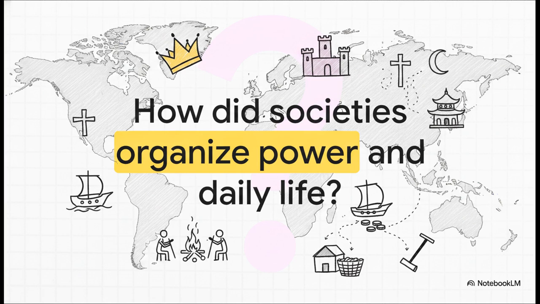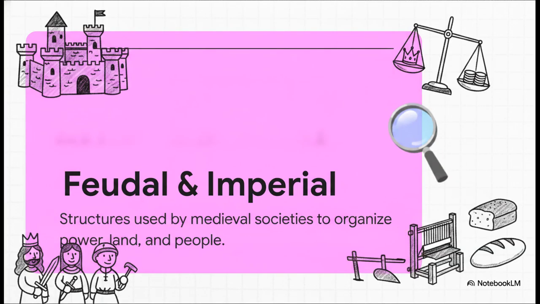And the cool part is, we aren't just staring at one spot on the map. You'll be exploring medieval China, Africa, Japan, Europe, and the Americas. So we're talking a truly global perspective here. To actually solve that mystery, you've got to understand the big systems running in the background, specifically feudal and imperial systems. These are essentially the invisible structures that medieval societies used to organize power, land, and their people.